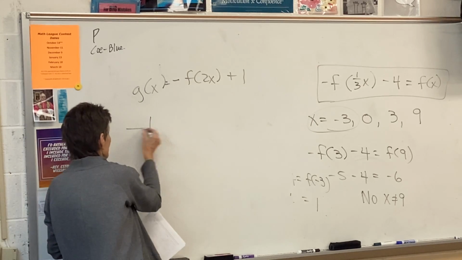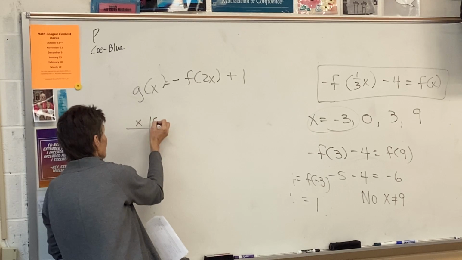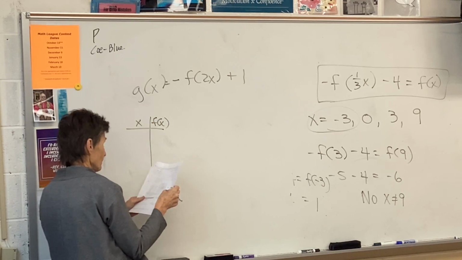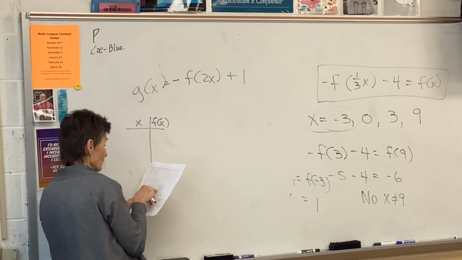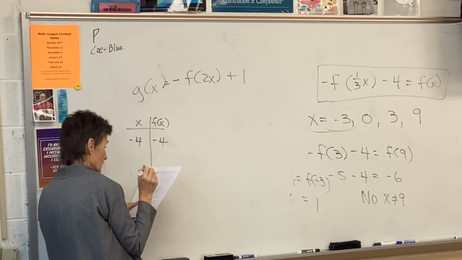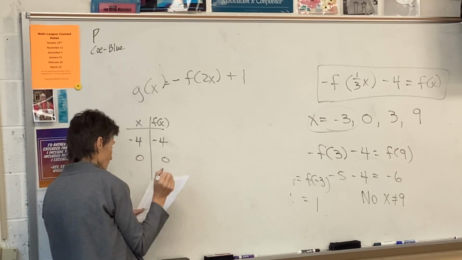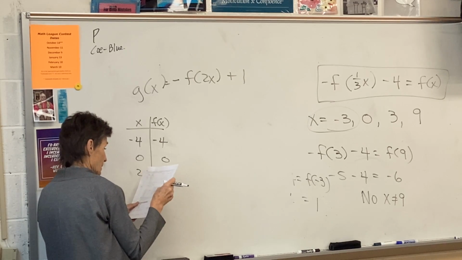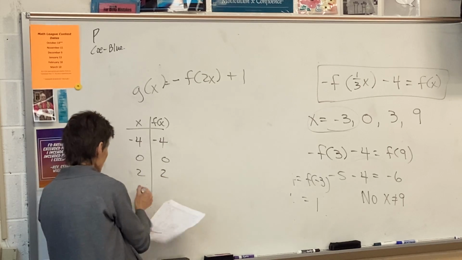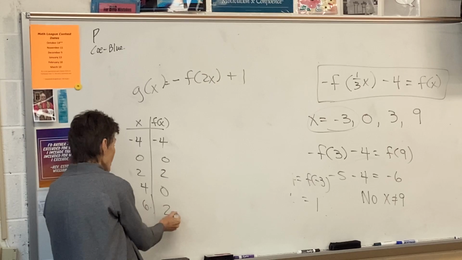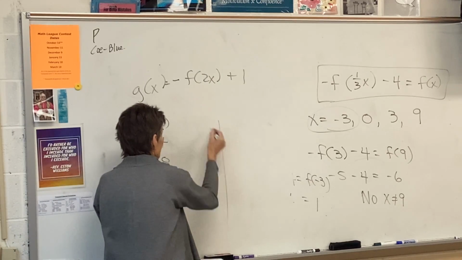So I'm going to start with the original ordered pairs. For F, which is the picture he drew, my points are -4, -4, and 0, 0. There's 2, 2, 4, 0, and 6, 2. Those are the original points.